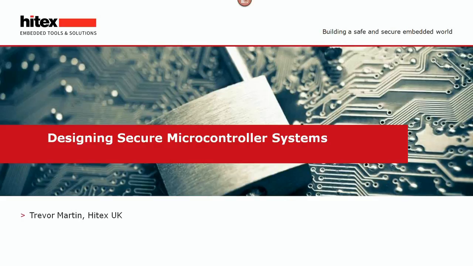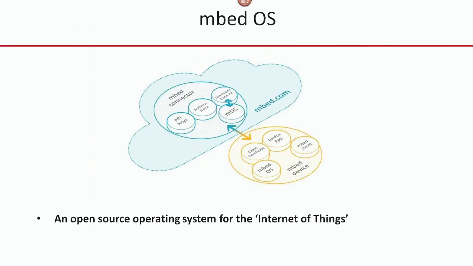Today I'd like to talk through some aspects of designing secure microcontroller systems. Over the last year or so, ARM has been rolling out their Mbed OS operating system, which is designed to be an operating system for the Internet of Things. This consists of a number of components: a remote server which has a device connector, and also an Mbed client which is designed to go into small embedded devices. Clearly, for such a system, we need a very high level of security.